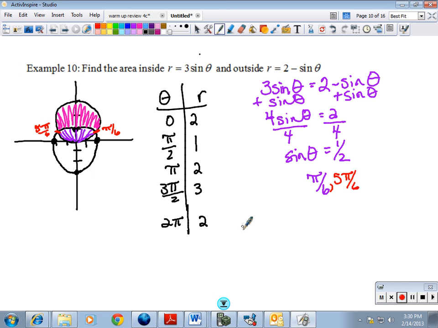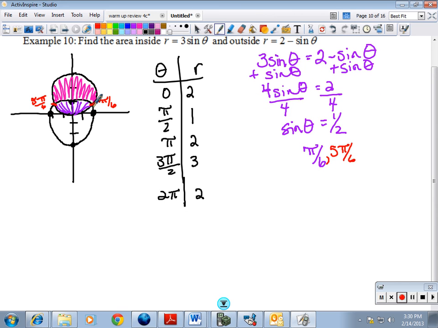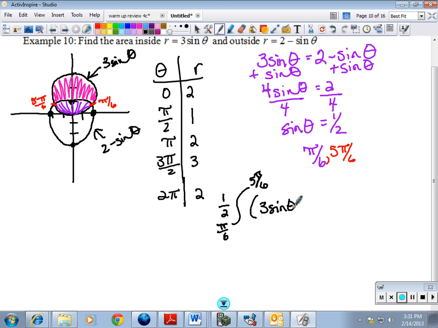I need essentially the area of the outside minus the area of the inside. Well, the area of the outside from pi over 6 to 5 pi over 6, 1/2 integral from pi over 6 to 5 pi over 6. The outside is my circle, which is 3 sine of theta. And then this one is 2 minus sine of theta. So area of the outside, 3 sine of theta squared d theta. And I'm going to subtract away the area of my inside. I can do it as a separate integral, but it's also going from pi over 6 to 5 pi over 6.